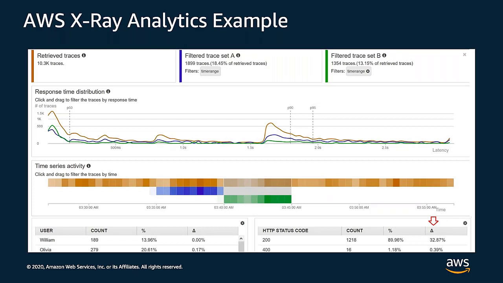AWS X-Ray provides more than just per function tracing. It also provides analytics on that tracing over time. On this slide, we see that we received a set of traces, over 10,000, but we've been able to filter them based on some criteria that we specify into two sets. This is, for example, blue-green testing or A/B testing that allow us to see how different changes to our entire application resulted in different invocation errors or different execution times.